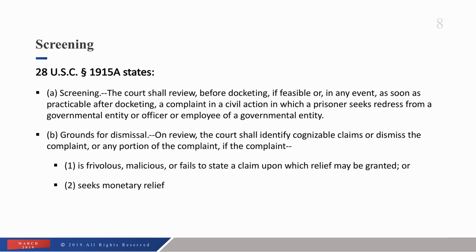As stated by 28 U.S.C. section 1915A(a), the court shall review, before docketing if feasible or as soon as practicable after docketing, a complaint in a civil action in which a prisoner seeks redress from a governmental entity or officer or employee of a governmental entity. In other words, the court is responsible for reviewing a complaint where an individual seeks redress from a governmental entity or officer or employee as soon as possible.